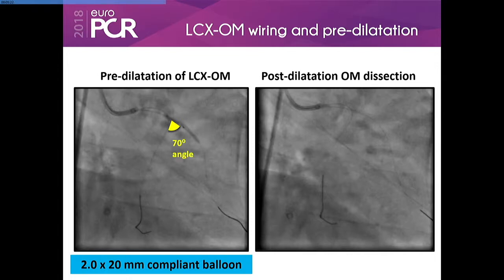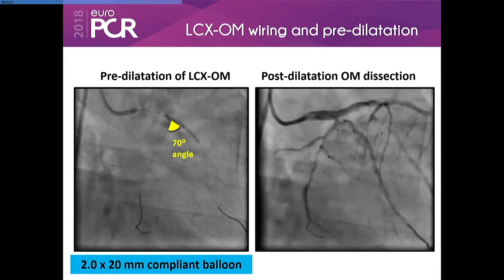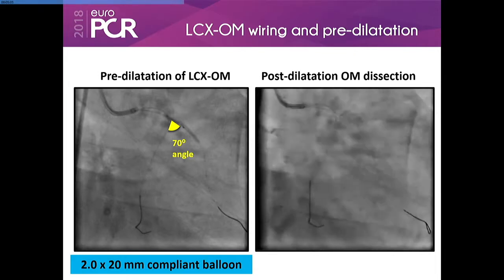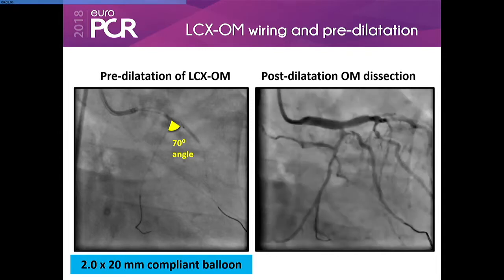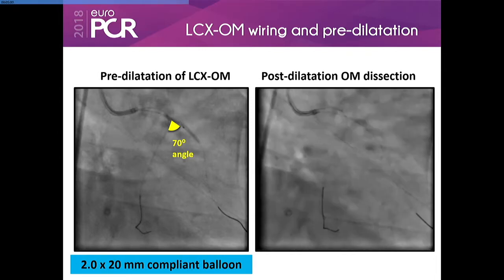It was clear that during balloon dilatation, the angle between the OM and the LCX was almost an acute angle, almost 70 degrees. And it definitely had an impact on our decision of which strategy to choose. So after balloon dilatation, we had a dissection flap in the proximal segment of the OM, and we had some minor flap dissections in the LCX as well.